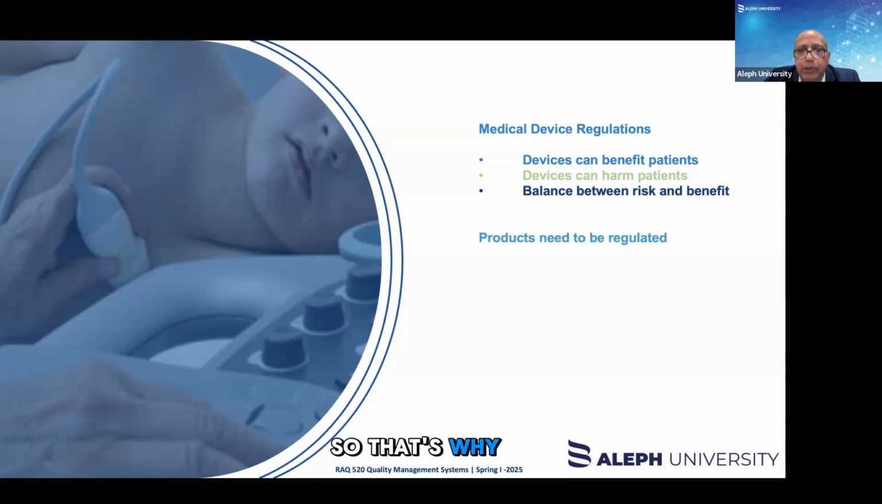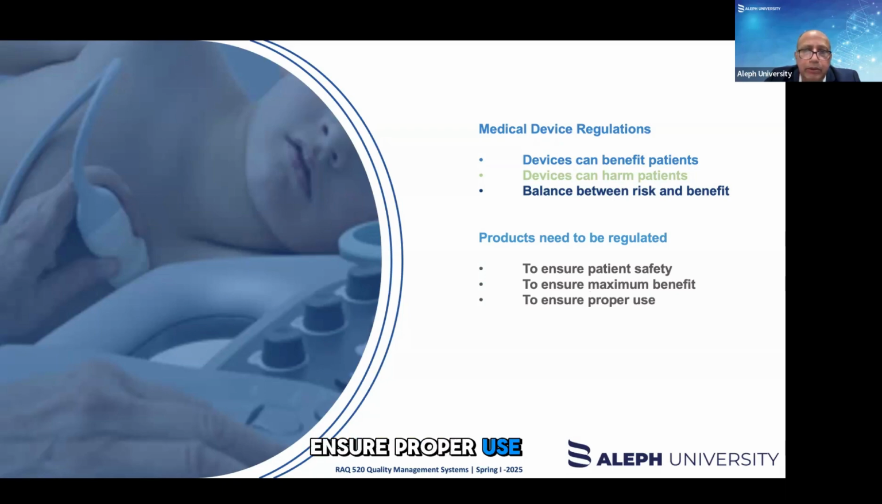So that's why products need to be regulated. The only way to minimize the risk is by putting regulations on the devices to ensure patient safety, to ensure maximum benefit, and to ensure proper use. So we need to make sure that all the devices in the manufacturing operations aim for patient safety, maximum benefit, and proper use. If we don't put emphasis on that, the devices are going to be not reliable.